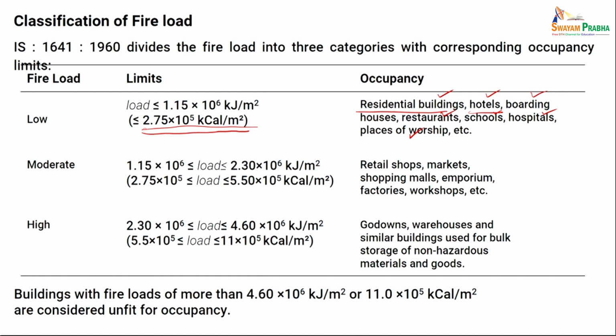And you can see the last line here: buildings with fire load of more than 4.6 into 10 to the power 6 kilojoule per meter square, or 11 into 10 to the power 5 kilocalorie per meter square, are considered unfit for occupancy. So, as an architect, are we going to multiply and find out what it is? No, we have to look into the codes and find out which kind of building comes under what, because such things have been done at the back of the document being prepared, and they are listed likewise.